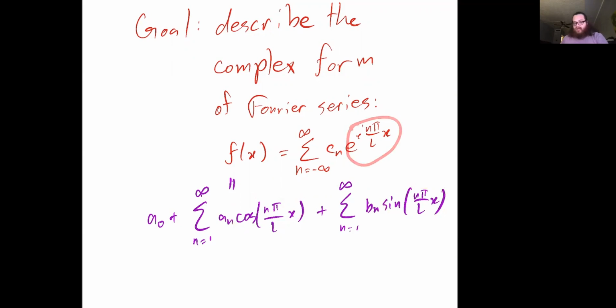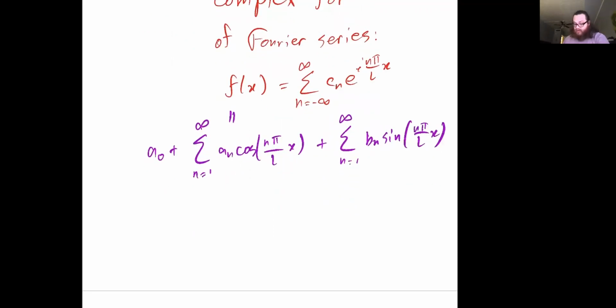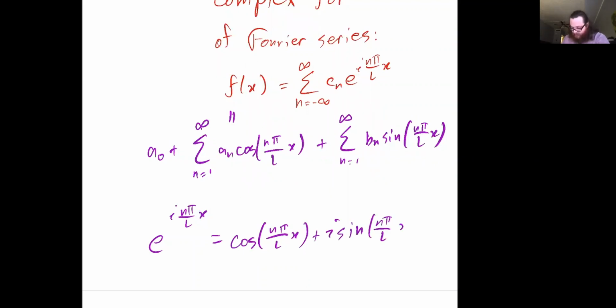This piece right here, e to the I n pi over L x, is also a linear combination of cosine and sine. And this is via Euler's identity, where we write e to the I n pi over L x as cosine n pi over L x plus I sine n pi over L x. So the fact there's some relationship between these cosine pieces and this complex exponential shouldn't come as too much of a surprise. Again, that's through Euler's identity.